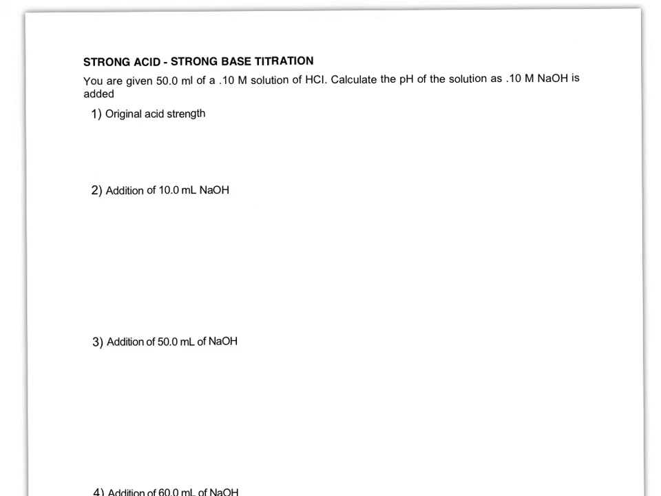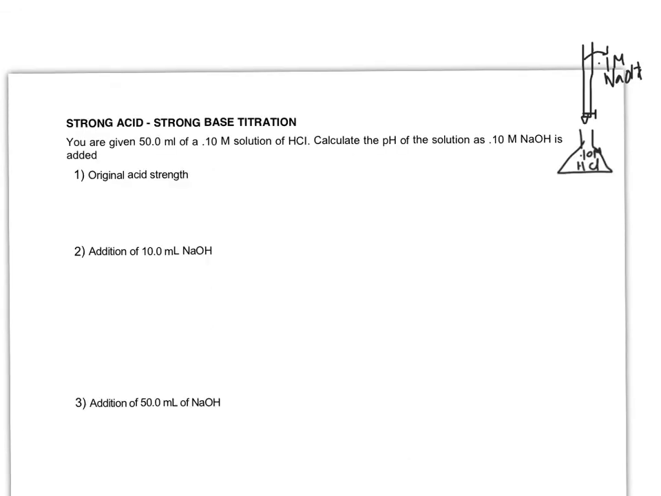solution is added. And so this is telling me that in my flask, my Erlenmeyer flask, I have my 0.1 molar HCl. And then in my burette, I have my base. All right, so let's start our calculations.